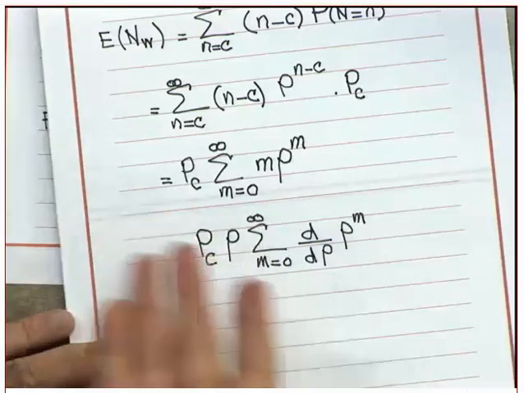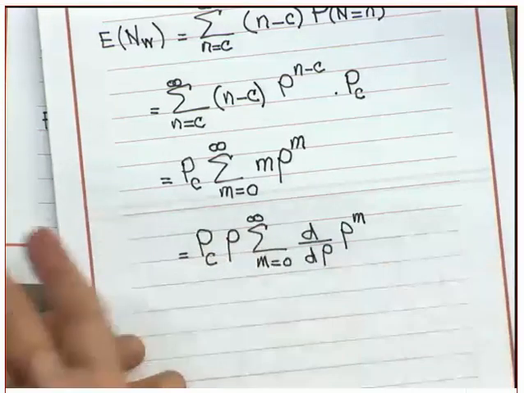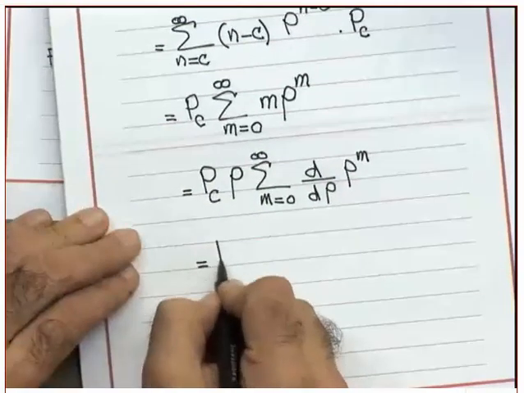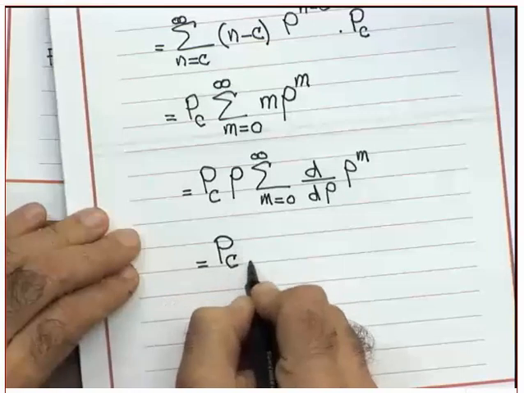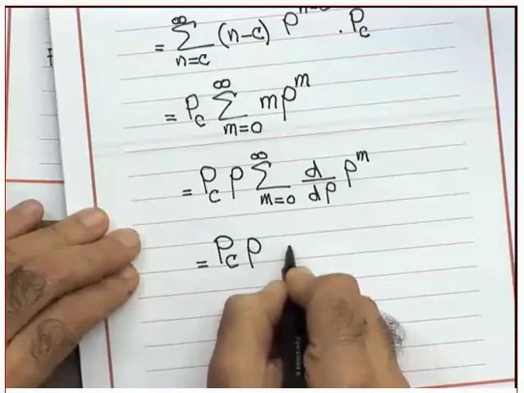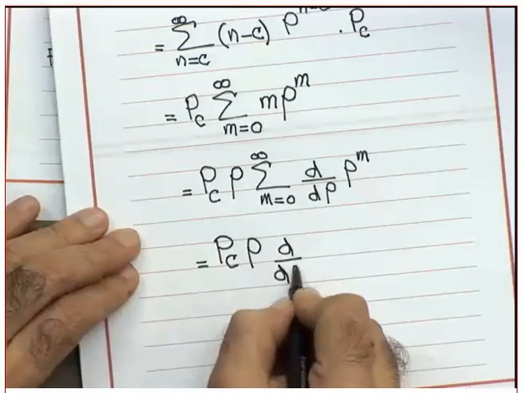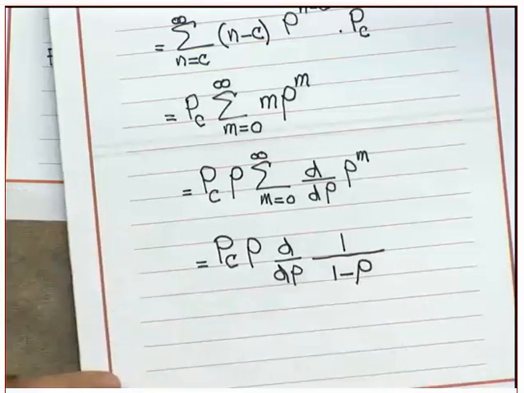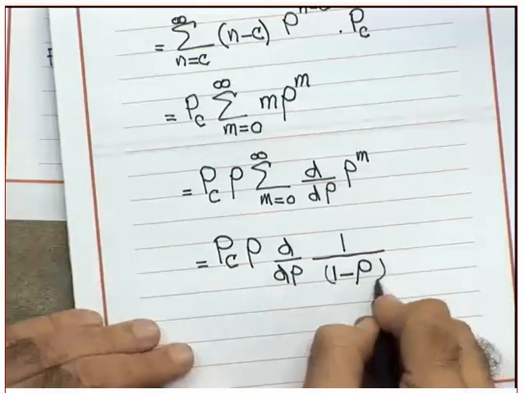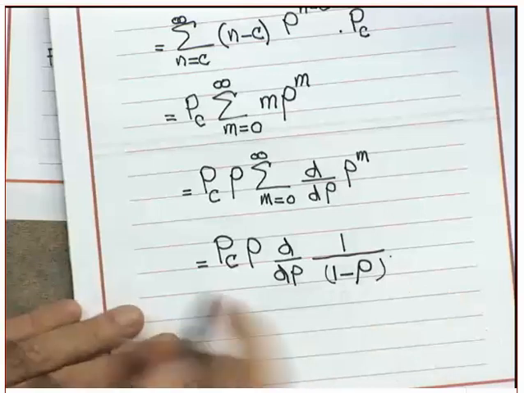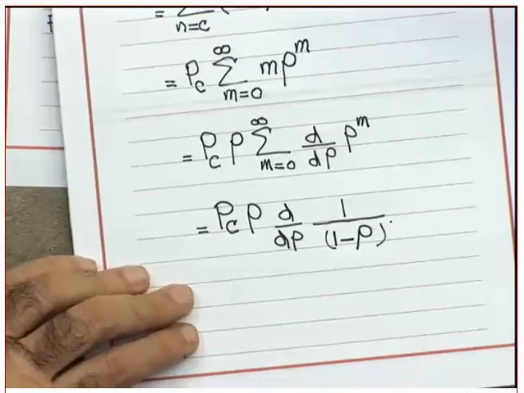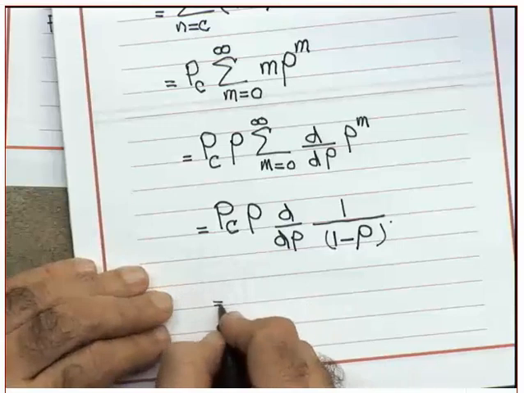Why? Because summation is with respect to M. Differentiation with respect to rho. So what do I get? PC times rho times d by d rho of, no, just like this. When you take the derivative, it becomes square. Clear? Okay.